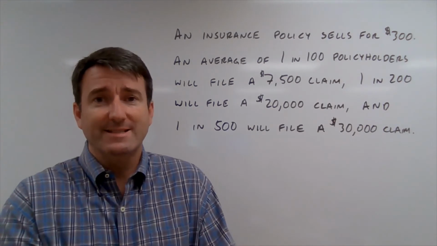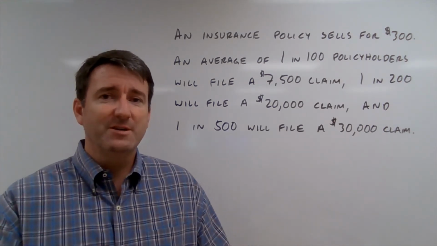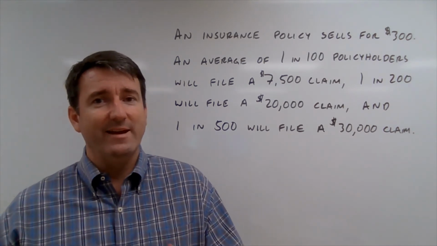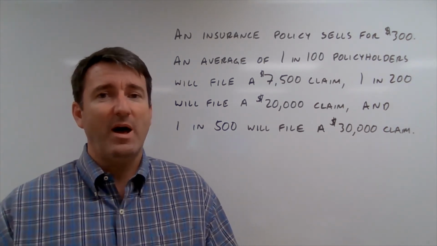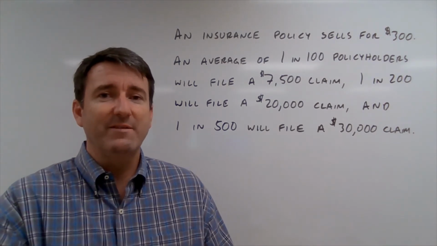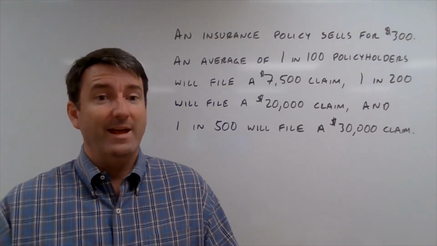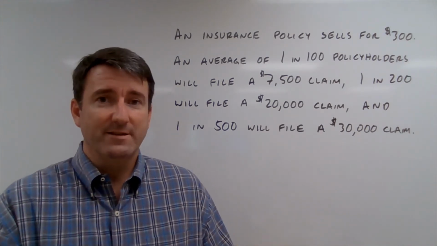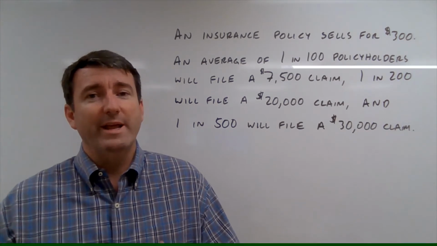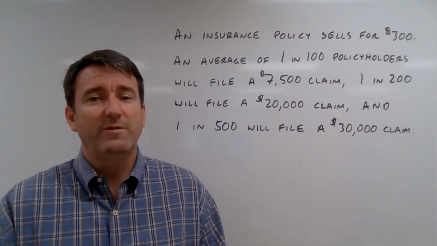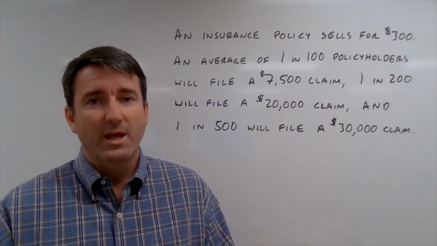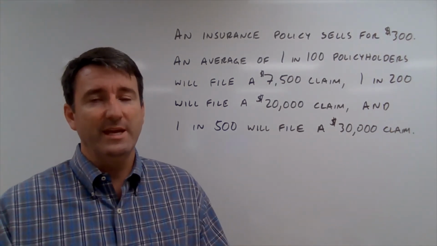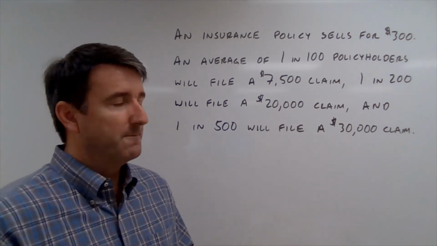All right, for our second example, we're told that an insurance policy sells for $300. And based on past data, an average of 1 in 100 policyholders will file a $7,500 claim. And an average of 1 in 200 policyholders will file a $20,000 claim. And an average of 1 in 500 policyholders will file a $30,000 claim. So we're asked then, what is the expected value to the insurance company for each policy?